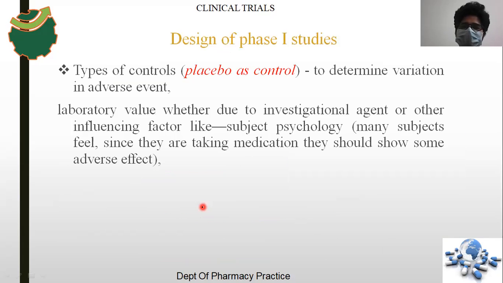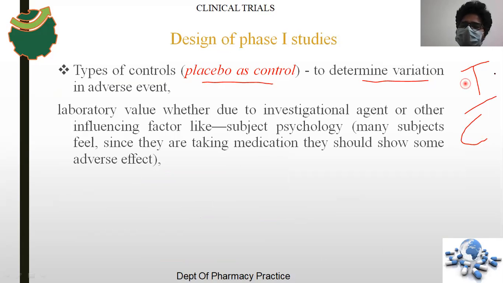Design of phase one, like I said, is to determine the variation, as we discussed in the previous slide, to see whether the changes in the blood parameters are because of the drug or because of some other factor, right? So that's why we should have a placebo as a control group. Two groups will be there: treatment group and control group. In the treatment group, you are going to give your drug, and in the control group, you are going to give placebo, right?